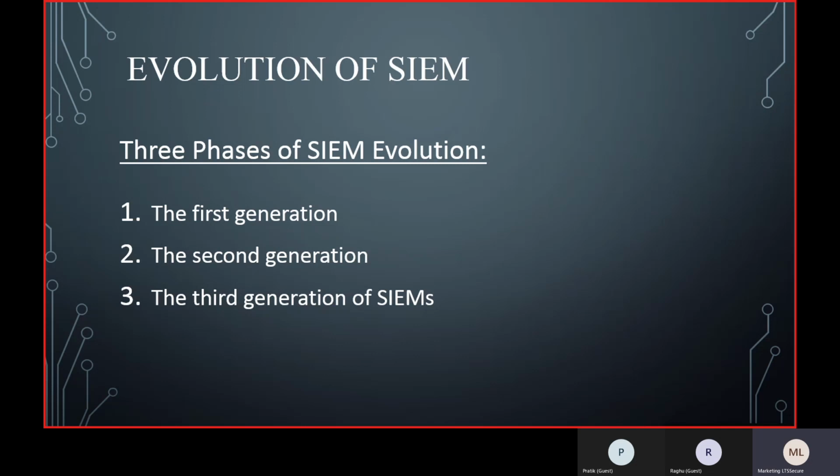In the third generation of SIEM proposed by Gartner in 2017, traditional SIEM capabilities are combined with two new technologies. These are user and entity behavior analytics, which is called UEBA, which uses machine learning to establish behavioral baselines for users or IT systems and identifies anomalies. This also includes security orchestration, automation, and response, which is SOAR.